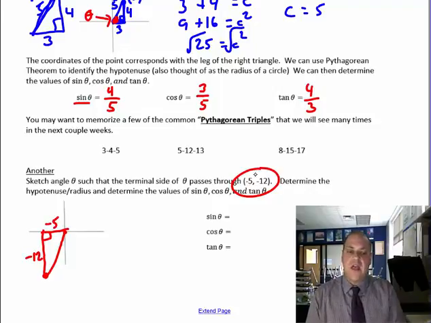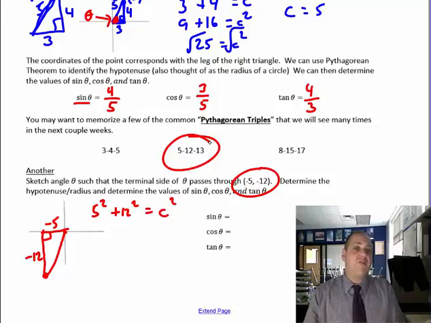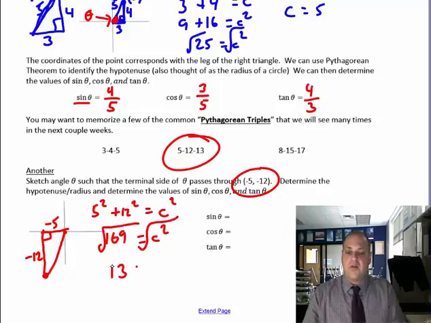How did I know that? It's x, y. The first number goes left and right, and the second number goes up and down. So it went left 5 and down 12. So I need my hypotenuse length. 5 squared plus 12 squared equals c squared. We already know it's 5, 12, 13. So I already know this is going to come out to 169 equals c squared. Then I take the square root, and I get 13. So c is 13, and that's going to be our hypotenuse.